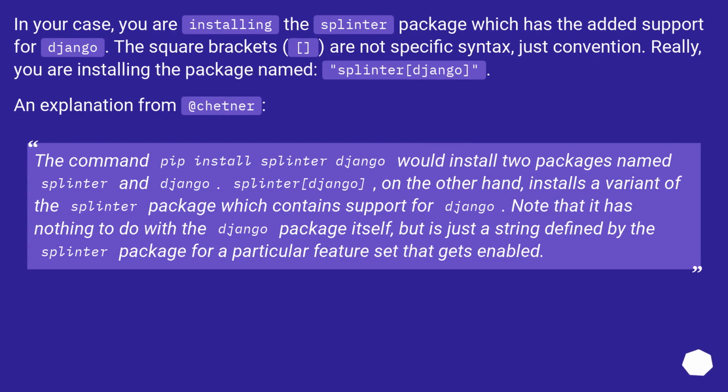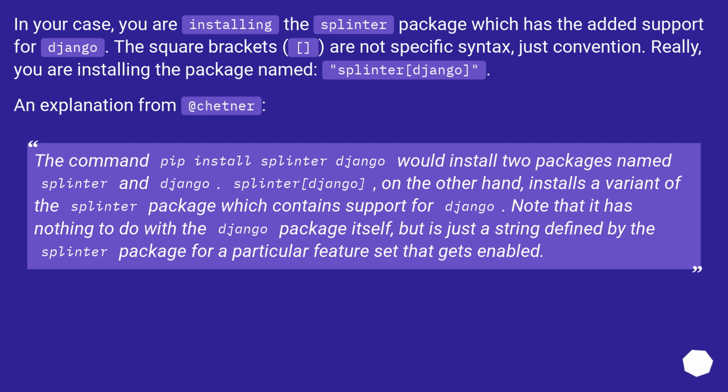In your case, you are installing the Splinter package, which has the added support for Django. The square brackets are not specific syntax, just convention. Really, you are installing the package named splinter[django]. An explanation from Chetner: The command pip install splinter django would install two packages named Splinter and Django. pip install splinter[django], on the other hand, installs a variant of the Splinter package which contains support for Django.